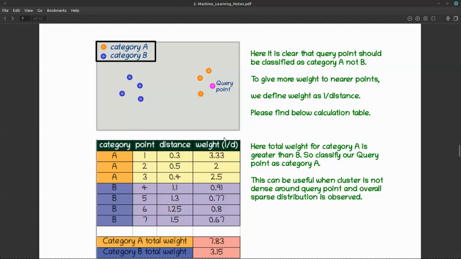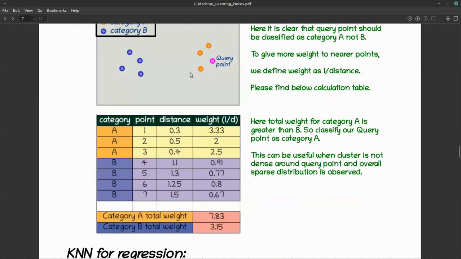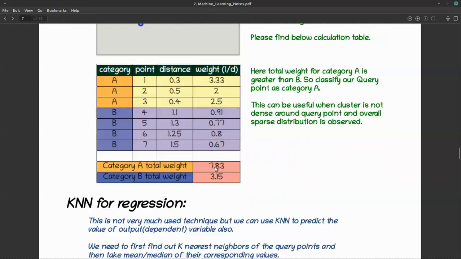Or you can take the weight. So 1 upon d. As the distance is low, the weight would be high, 1 by d, just the reciprocal. So if you take the weight, the summation of weights is nothing but 7.83 for class A. For class B, the distance is higher. That's why with 1 upon d, if the distance is higher, the weight would be lower. 0.9, 0.7, 0.8, 0.6, 3.15. So we will classify this point as category A.